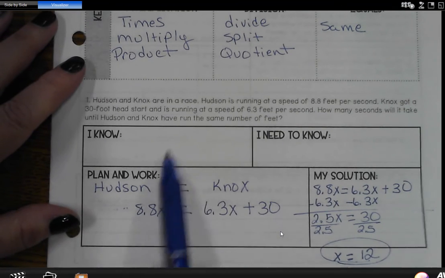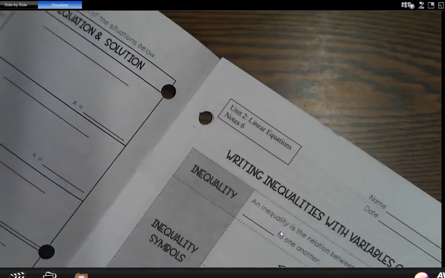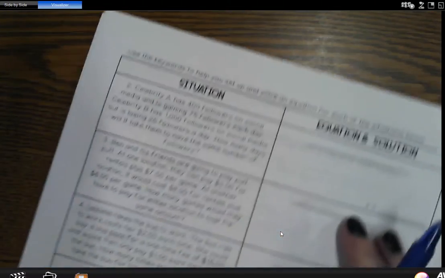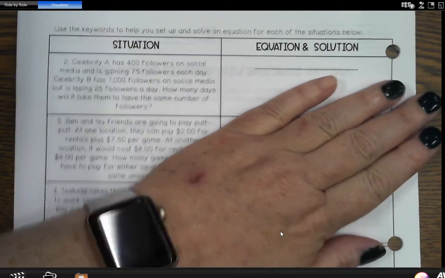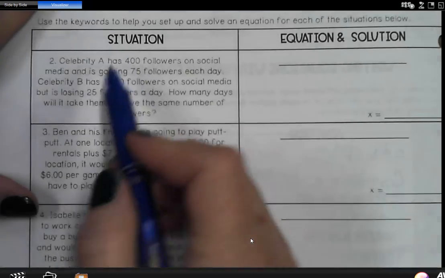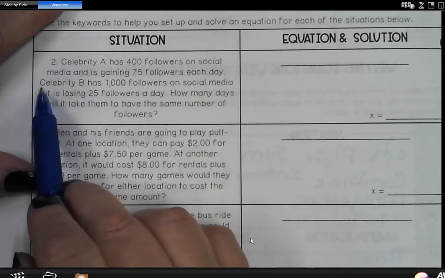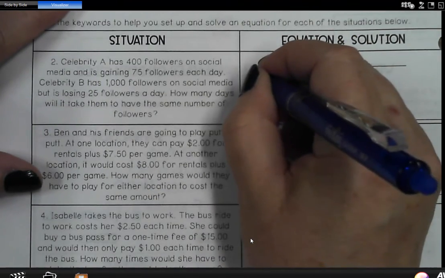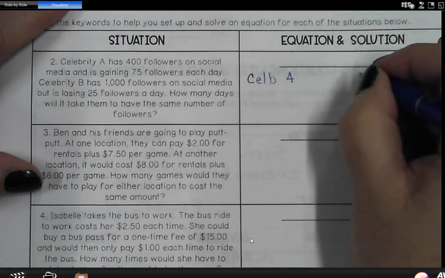Now, 2.5 is equations, 2.6 is inequalities. So we're going to do, let's do another one of these. Turn it over. And let's look at the back side. So let's look at this one. I have two things. I have celebrity A and I have celebrity B. So I'm going to write that down. Celeb A and celeb B.